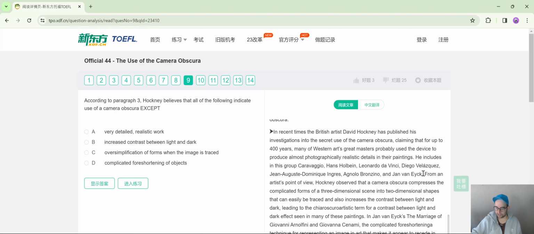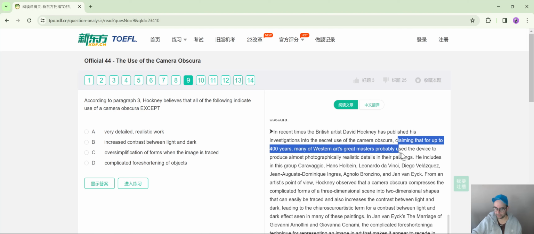So there's a list of artists, just keep going through that. Compresses the complicated forms of a three-dimensional scene in two-dimensional shapes. Be patient, guys, sometimes it can take a while. Some of these can take 2 minutes if it's a hard one. Be traced and also increases the contrast between light and dark. There we go. So they mentioned that, cannot be the answer. All the following except one of them's wrong or not mentioned. Oversimplification, find this word or something synonymous to it, like a synonym, of forms when the image is traced.